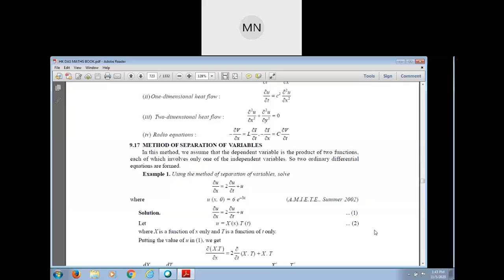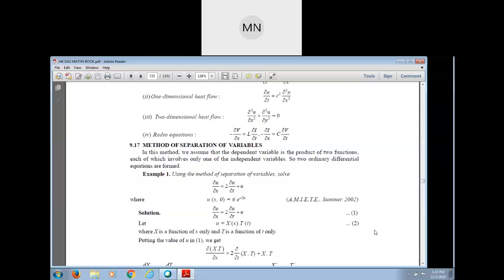So, see the problem here. Example number one. The equation is del u del x equals twice del u del t plus u. Is it a linear equation? Can you tell me?